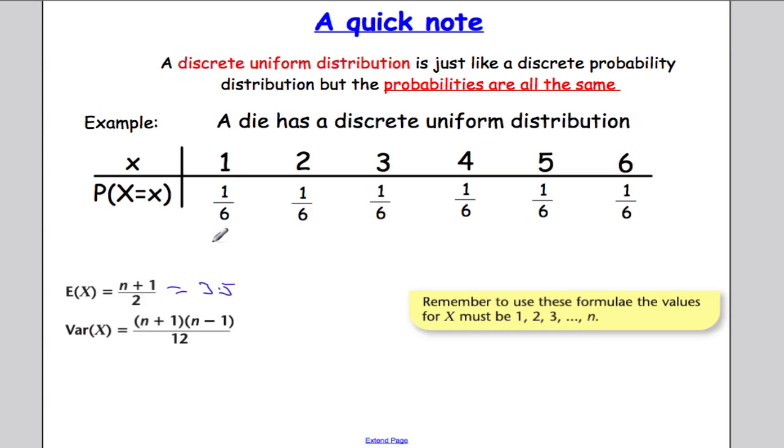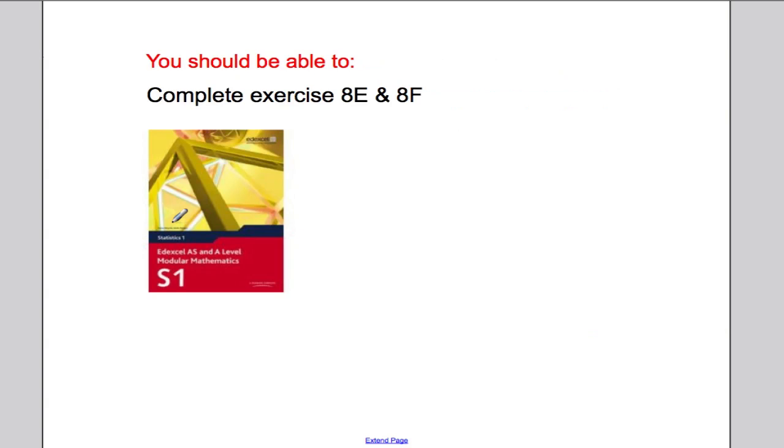And if you did the traditional method of working out the expected value of x by going 1 times 1/6 plus 2 times 1/6, etc., and adding them all up, you will find that you get an answer of 3.5. You can also work out the variance by following this formula here, and that's the little note to go with it. It's not incredibly important. It can be a bit of a time saver, but the methods we've been using so far will stand us in good stead.